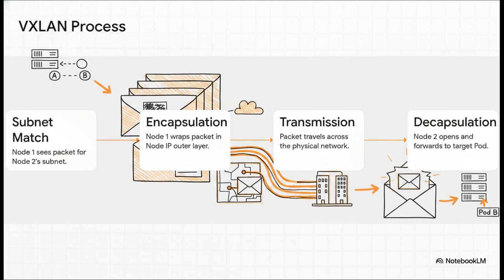Node 1 takes the original packet with those inner pod IPs and wraps it entirely inside a brand new packet. This outer packet has the physical IP addresses of the real-world nodes. It's exactly like taking a small letter and sealing it inside a larger shipping envelope.